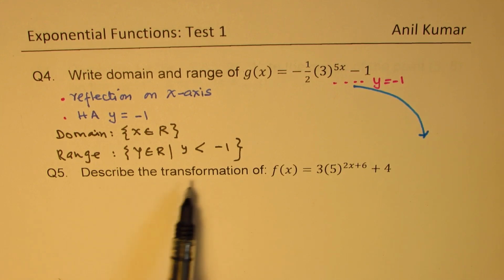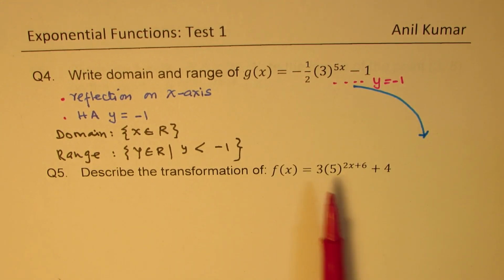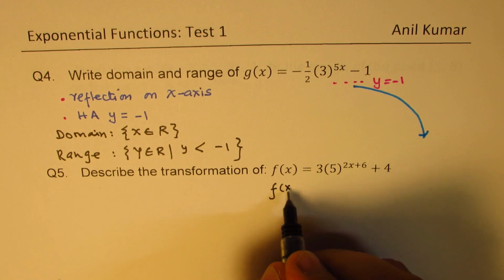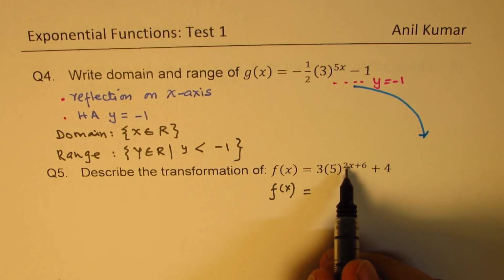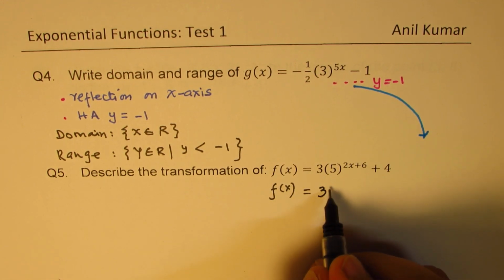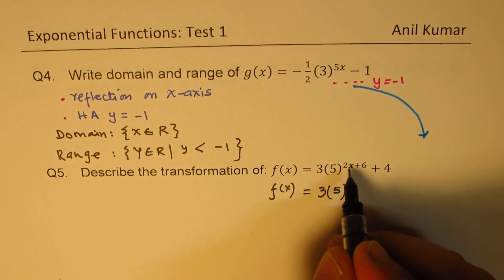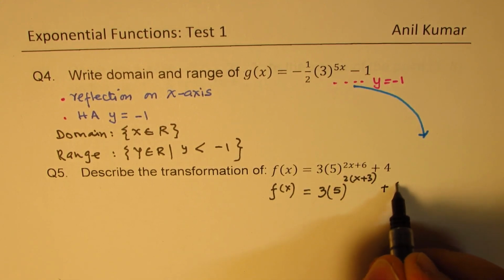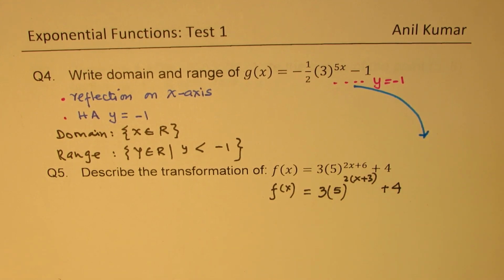Question number 5 is to describe the transformations. To describe the transformation, the important thing here is to rewrite the function by factoring out this number 2. So we get 3, 5. Factoring out 2, we get x plus 3. Do you realize that part, correct? That is how the first step should be taken.